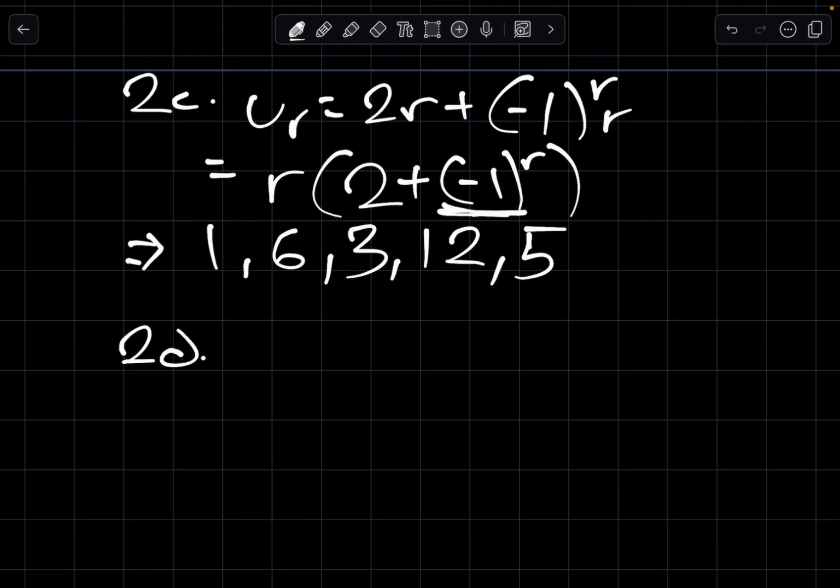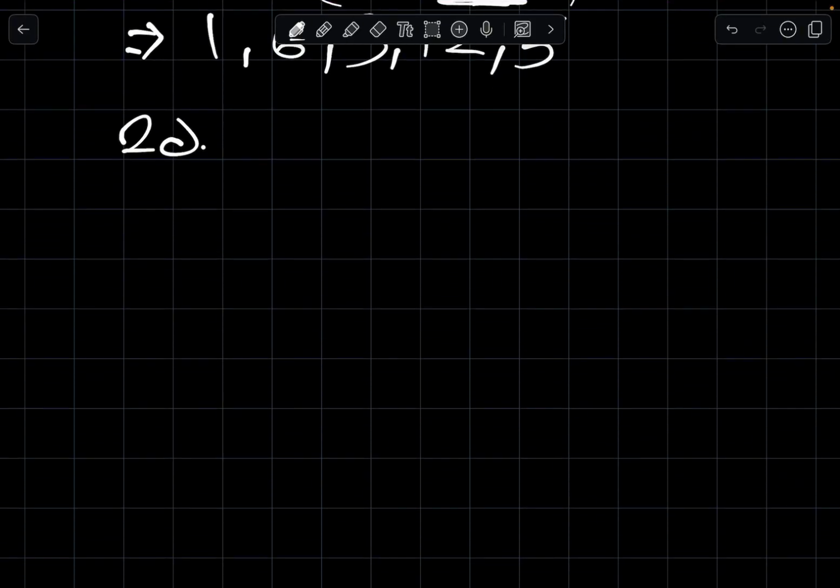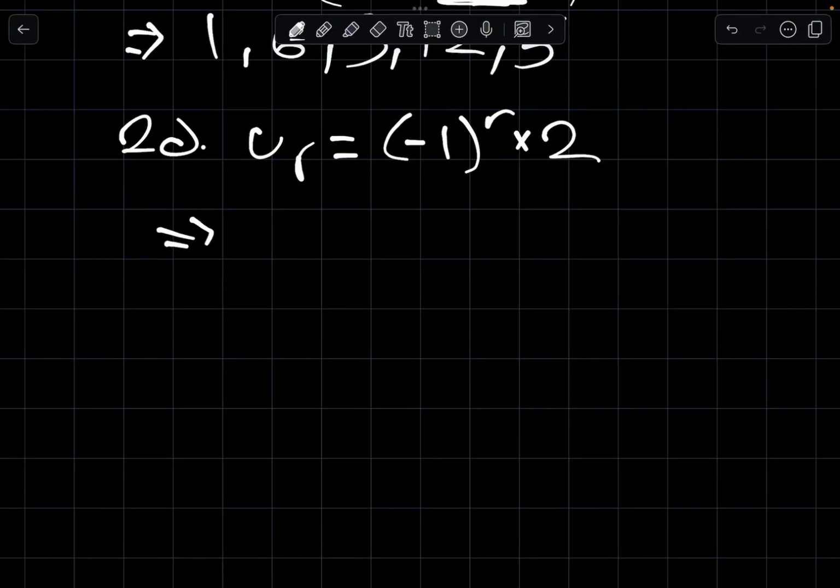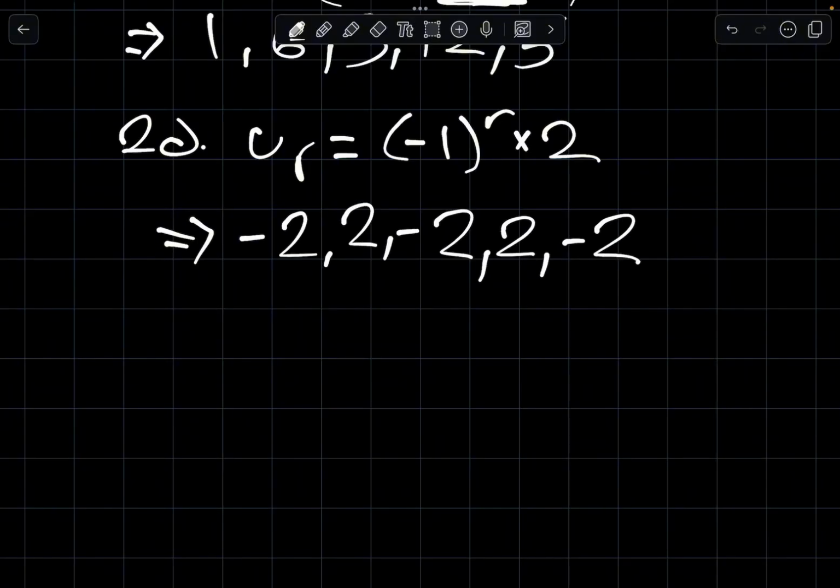2D. 2D states that u_r is going to be equal to (-1) to the power of r times 2. And this one's a bit simpler than the other one. Simple math, and we just get -2, 2, -2, 2, -2. Since we're not adding anything, they're all just multiples of 2. Simple pattern. This pattern goes on forever if r goes to infinity.